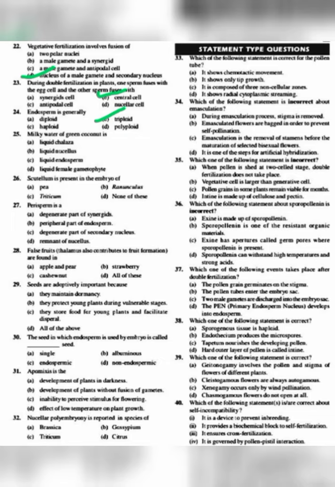Milky water of green coconut is A. liquid chalaza, B. liquid nucellus, C. liquid endosperm, D. liquid female gametophyte. So coconut water is a clear liquid inside young green coconuts. Milky water of green coconut is called the liquid endosperm. So 25, it will be C.